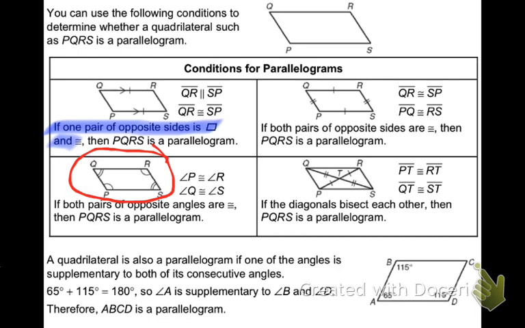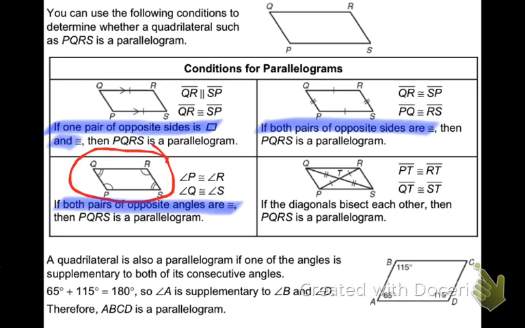If both pairs of opposite sides are congruent, then you get a parallelogram. What type of shape do you think of when you think of opposite sides congruent a lot of times? Not only a square, but a rectangle. Rectangles are parallelograms, so that's a true statement within that. If both pairs of opposite angles are congruent, then it's a parallelogram. That's one that Troy said.